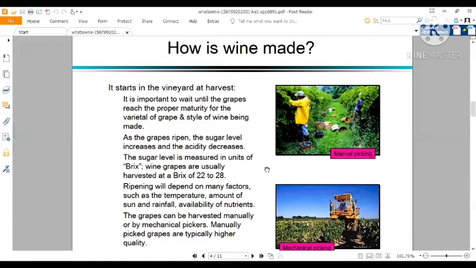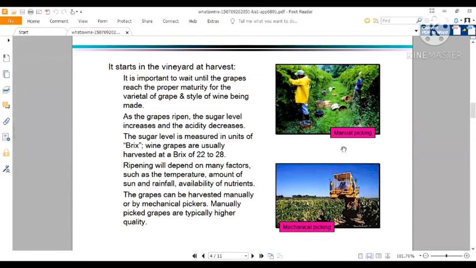Here you can see in this picture, there are two methods of picking grapes while harvesting. One is manual picking and the second is mechanical picking by machinery. It is written over here: manually picked grapes are typically higher quality. If you pluck by hand, that is very good because you will not lose sugar content in the grapes. With mechanical picking, there may be a chance of losing sugar content.